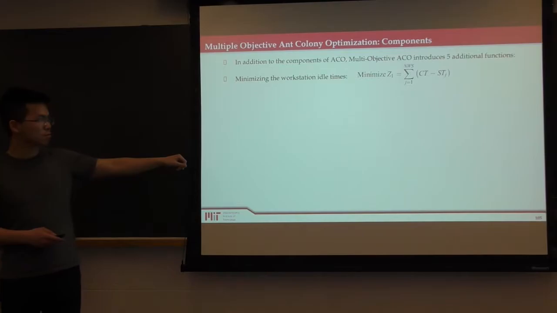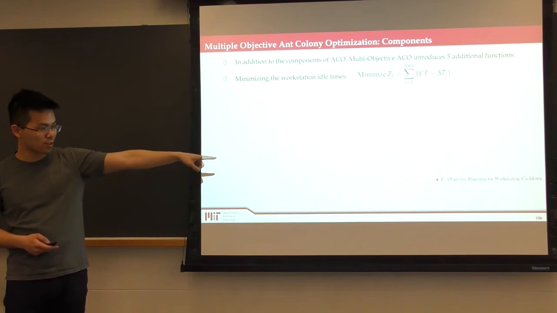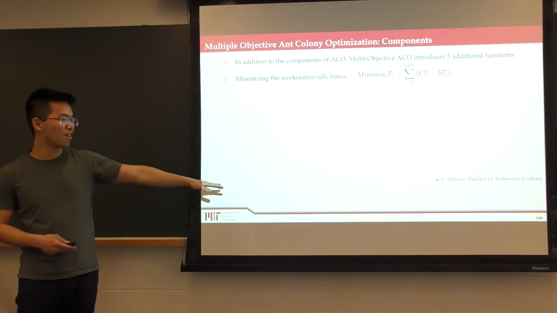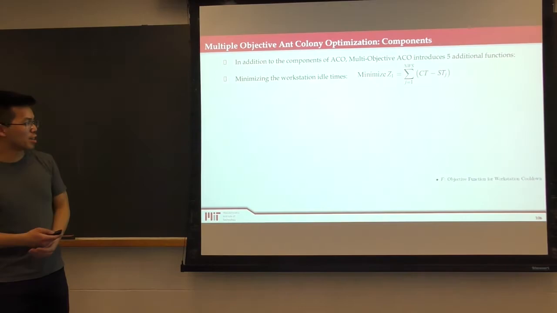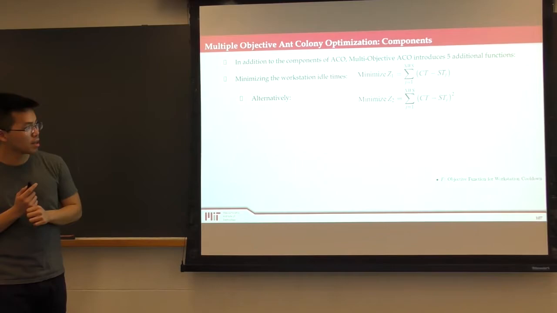And for the sake of the same thing as before, there's a little key in the bottom right. You don't have to pay too much attention. And we'll kind of refer to these cost functions as something more specific than just Z1, Z2, et cetera. Great, so the first thing is the objective function for the workstation downtime. The second function is a similar function, but it's a nonlinear version of that.